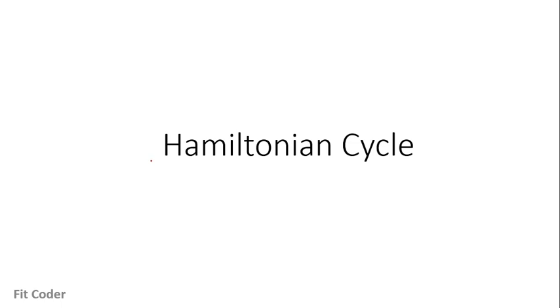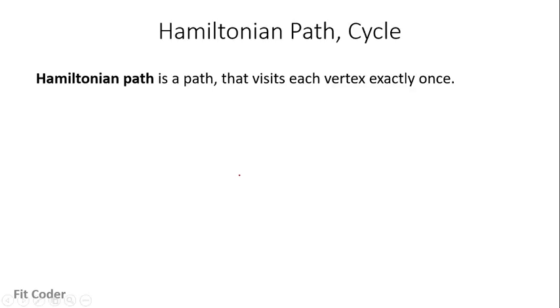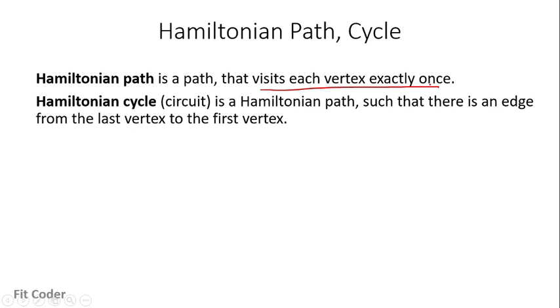In this video, I will be discussing Hamiltonian cycle or Hamiltonian circuit in a graph. A Hamiltonian path is a path that visits each vertex of the graph exactly once. And if that path is a closed loop, then we can say it is a Hamiltonian circuit. So basically in a Hamiltonian path, if there is an edge from the last vertex to the first vertex, then that path becomes a cycle. So basically it should be a closed loop.